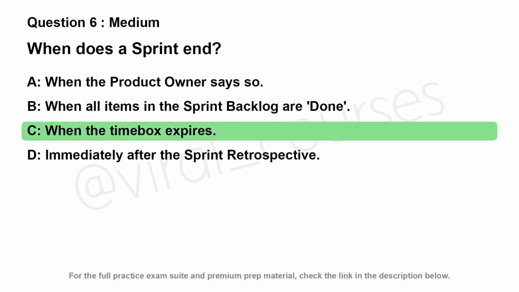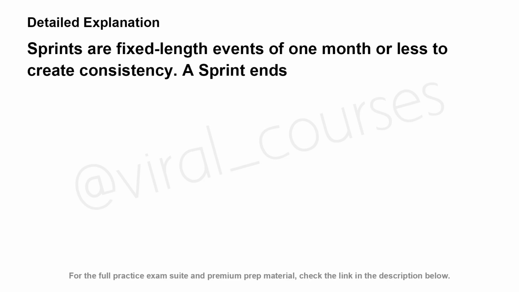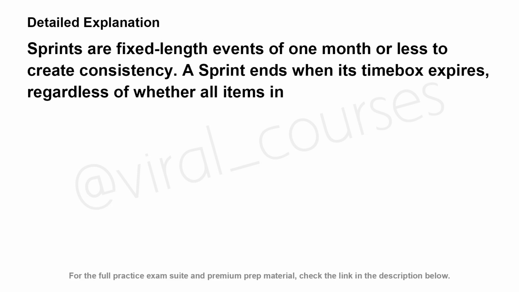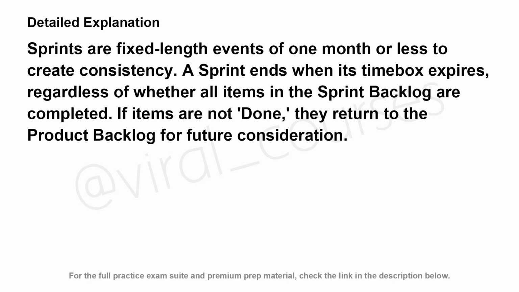The correct answer is C. Sprints are fixed-length events of 1 month or less to create consistency. A sprint ends when its time box expires, regardless of whether all items in the sprint backlog are completed. If items are not done, they return to the product backlog for future consideration.